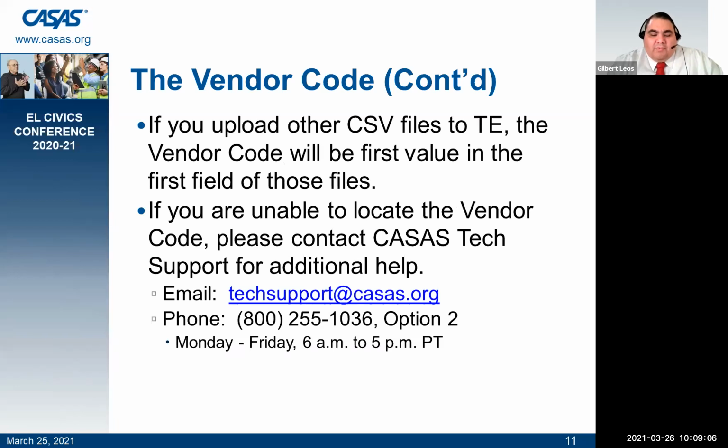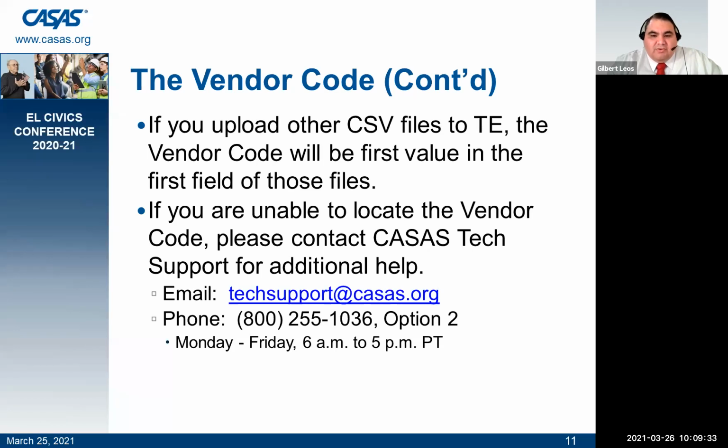If you are already uploading other CSV files, such as maybe class data or student demographics data, you can take a look in those CSV files, and inside of them, the very first value for that first field is the actual code. Typically it's about 4 characters. So definitely look at your CSV files if you have those, and you'll have that code there.